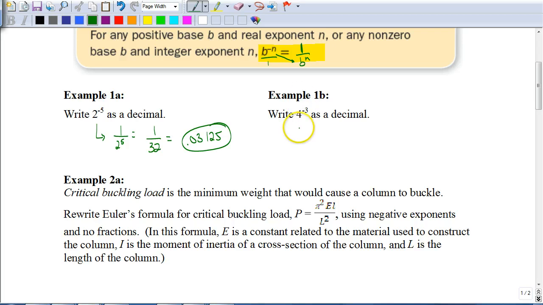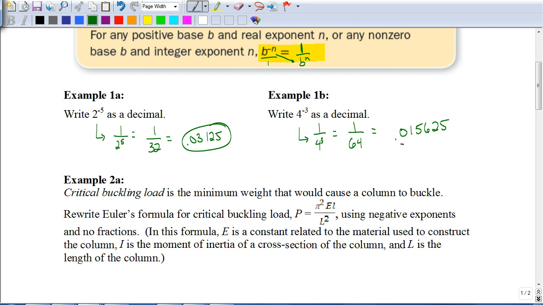So 4 to the negative third as a fraction would be 1 over 4 cubed. And 4 cubed is the same as 4 times 4 times 4, which is 64, so we have 1 over 64. And 1 divided by 64, if we did that on a calculator, would be 0.015625.